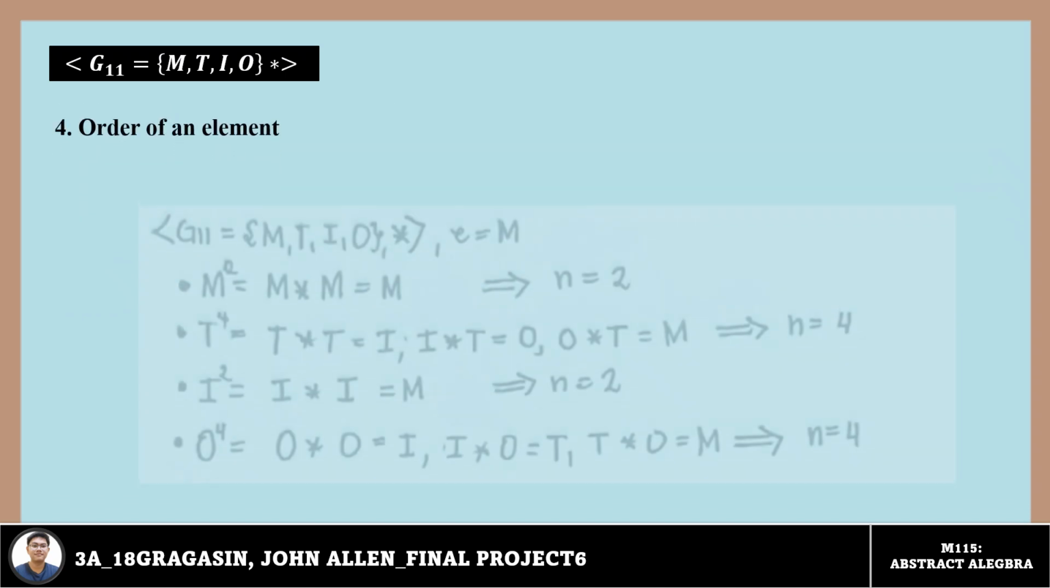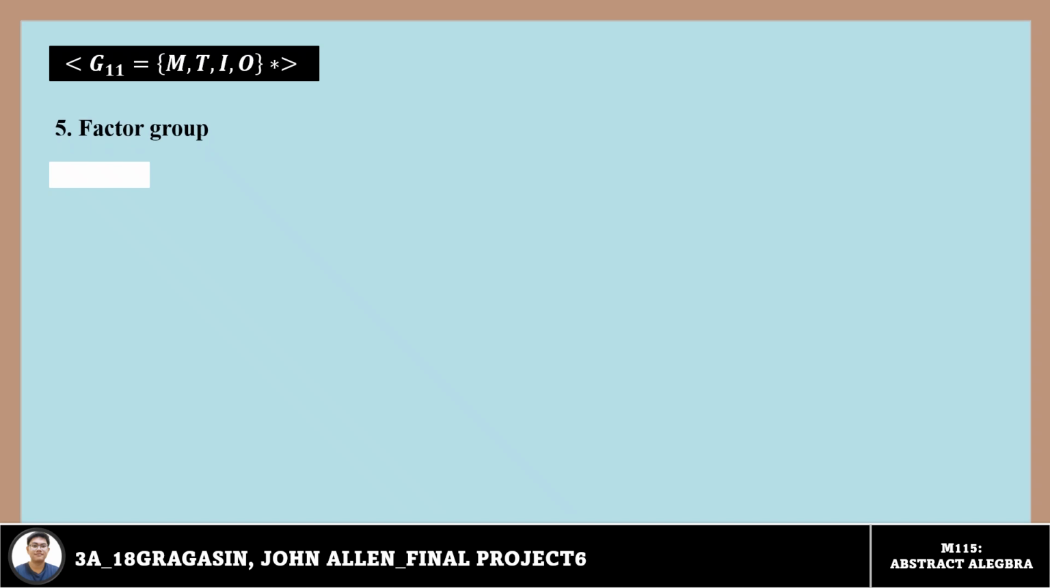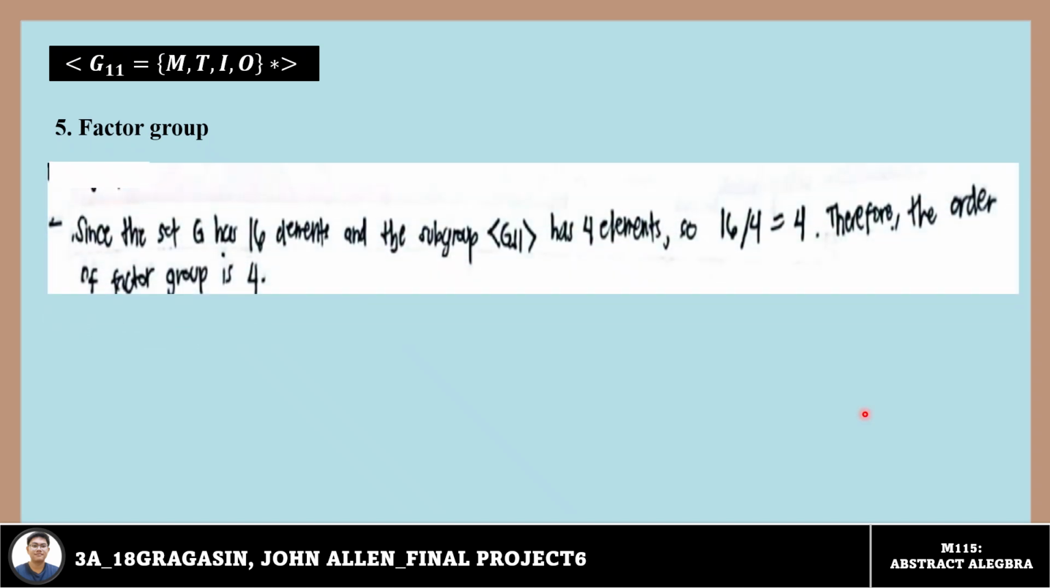And then for the order of an element, for the element M, we have 2. For element C, we have 4. For element I, we have 2. And then for element O, we have 4. And then for the factor group, since we concluded that G has 16 elements and G sub 11 has 4 elements, therefore 16 divided by 4 is 4. Therefore, the order of the factor group is 4.